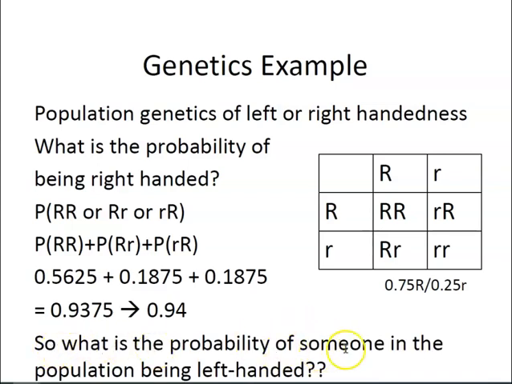All right. What's the probability of someone in the population being left-handed? Well, we can either calculate it by doing little r times little r, 0.25 times 0.25, or we can take 0.94 and subtract it from 1. Because of all of the things that can happen in the population, the only thing that's left over is going to be being left-handed. So we'll do 1 minus 0.94, and we'll get 0.06. All right, this population actually has quite a bit lower proportion of being left-handed than our population does.